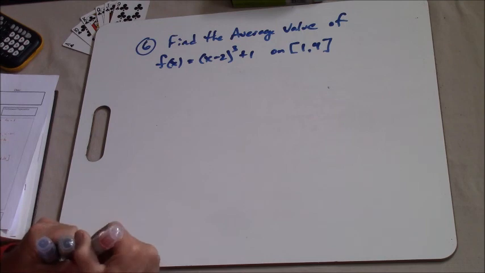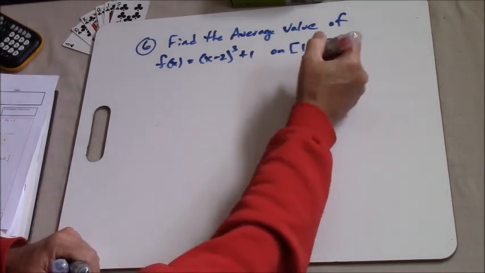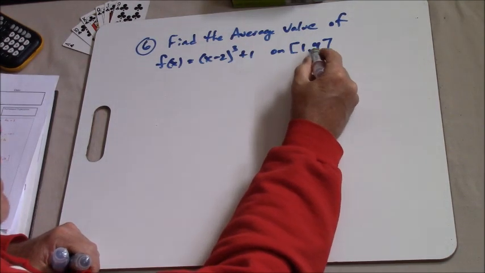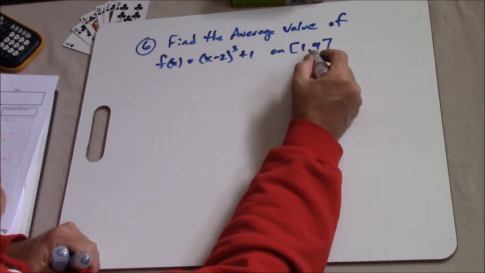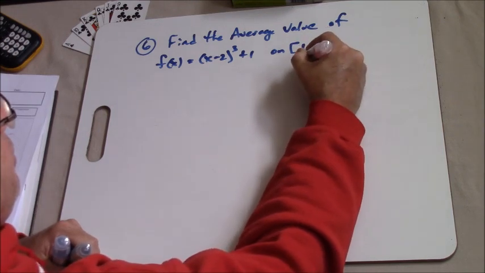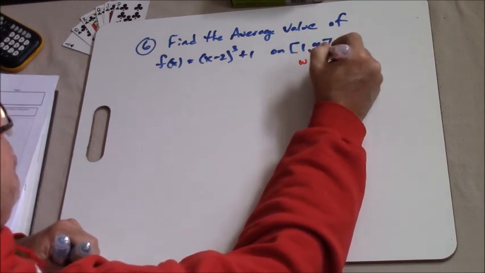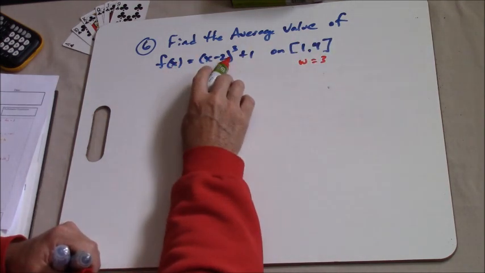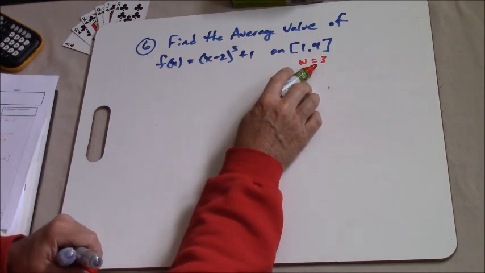So to find the average value, there's really just one easy step, and that's you divide by the interval width. So our width here is going to equal 3 units. So I'm just going to find the area underneath the curve and divide by 3. That's all you've got to do to find the average value.